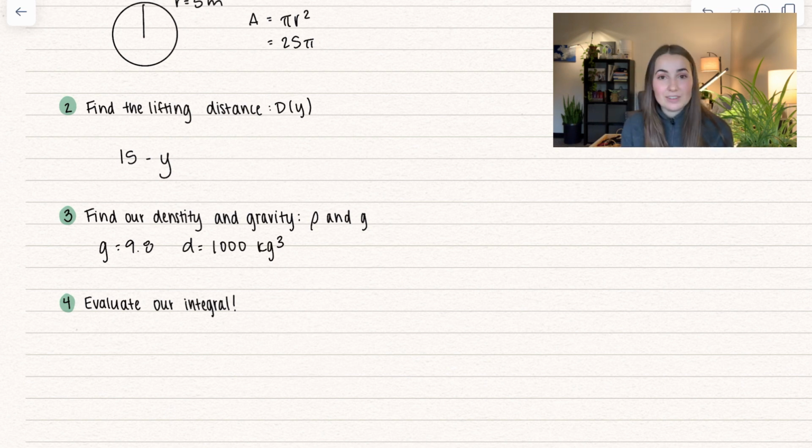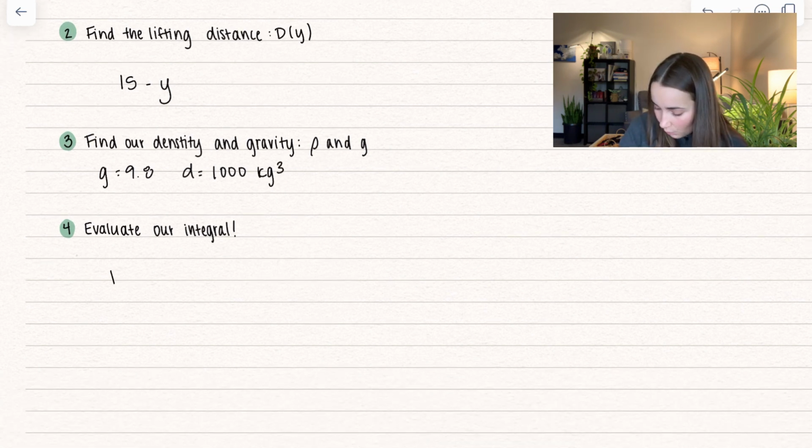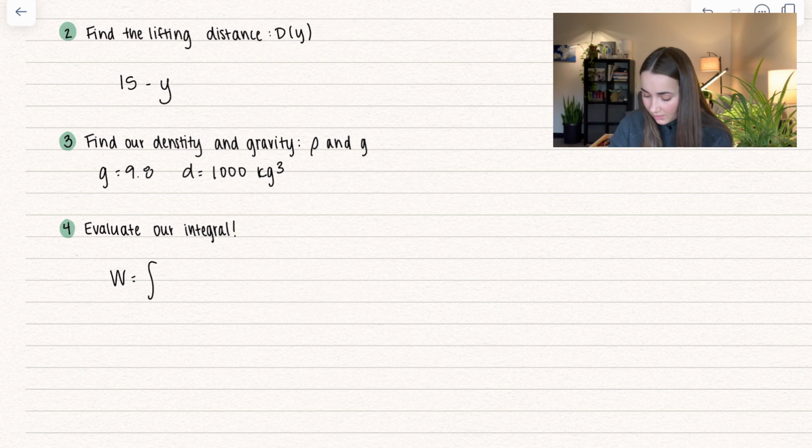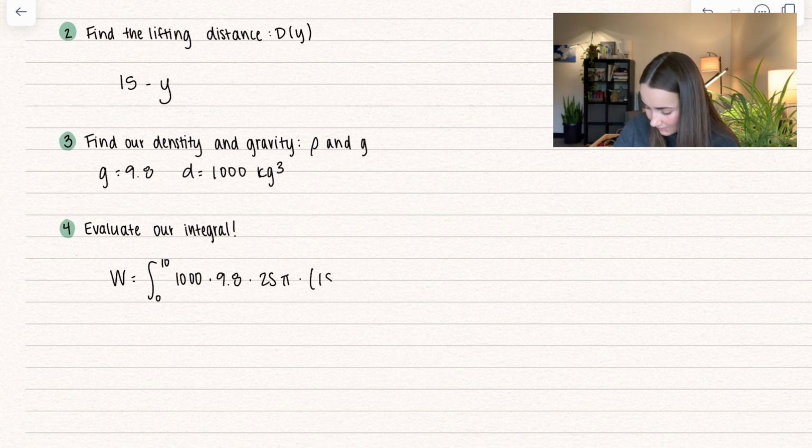So now that we have all of these pieces of information, we're going to go ahead and set up our integral. So here we have that work is equal to, so we are starting at the very bottom of the tank, but we're only going up to 10 meters because the tank is only 10 meters, right? The water level can only be at maximum 10. So now we have our density 1,000 multiplied by our gravity 9.8. And then we multiply this by the cross-sectional area, which we got to be 25 pi. And then multiply again by our lifting distance. So here we have 15 minus y, and we're integrating this in terms of y.